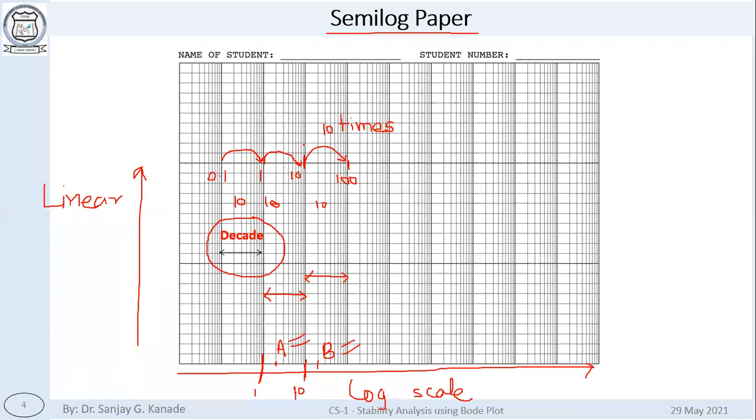Priti? Anjali? Yes? What is the value of A and what is the value of B? The frequency on this scale. This is 1, this is 10, right? So what is the value of A and what is the value of B? Afroz? We are talking about a logarithmic scale.